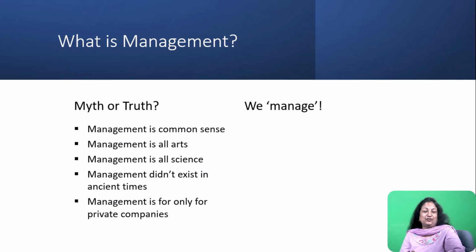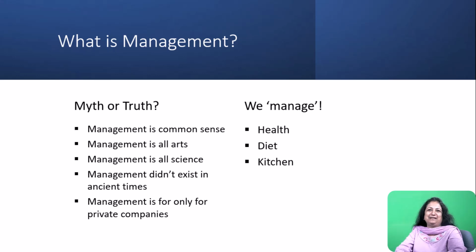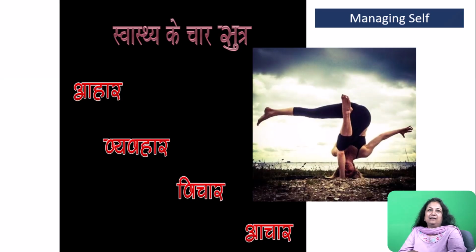We also manage at our own level, right? We manage our health, our diet, our kitchen, relationships, finance, and so on. So in some fashion we all know what management is, but then we need to be very specific. Managing self is the first starting point to move ahead and manage an organization. So I like this very much: स्वास्थ्य के 4 सूत्र: आहार, व्यवहार, विचार, and आचार. So if we want to manage organizations and become effective managers, we have to start with ourselves.